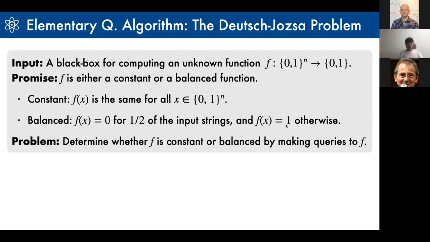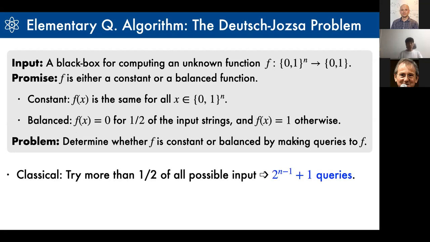Okay, so what's the problem? You have to really keep in mind that the problem is not to find what f is, but to figure out whether this function is constant or balanced. So we're really looking for some global property of this function.